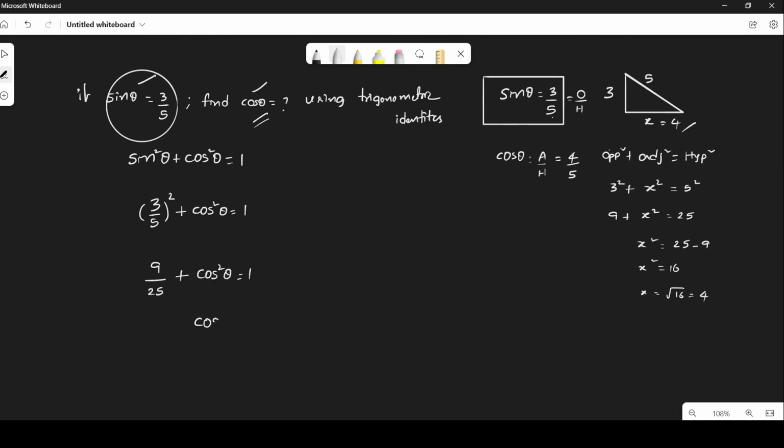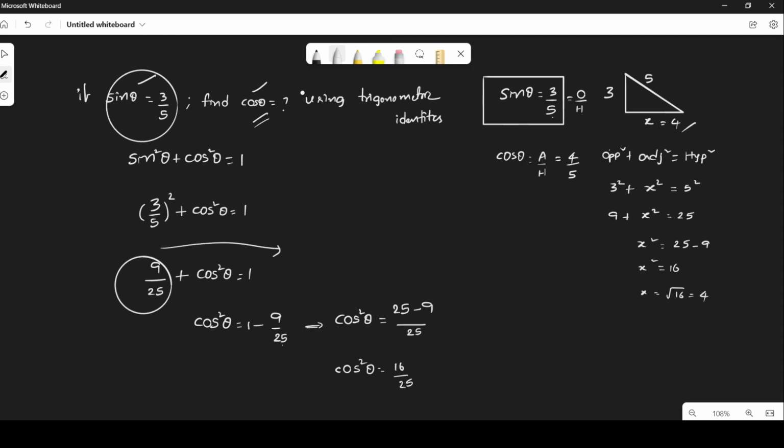So we need to find cos square theta. We have to send this 9 by 25 to the RHS. So cos square theta is equal to 1 minus 9 by 25. Now we have to do cross multiplication. That will become cos square theta is equal to 25 minus 9 by 25. So cos square theta is equal to 16 by 25. That means cos theta is equal to square root of 16 by 25, which is equal to 4 by 5.